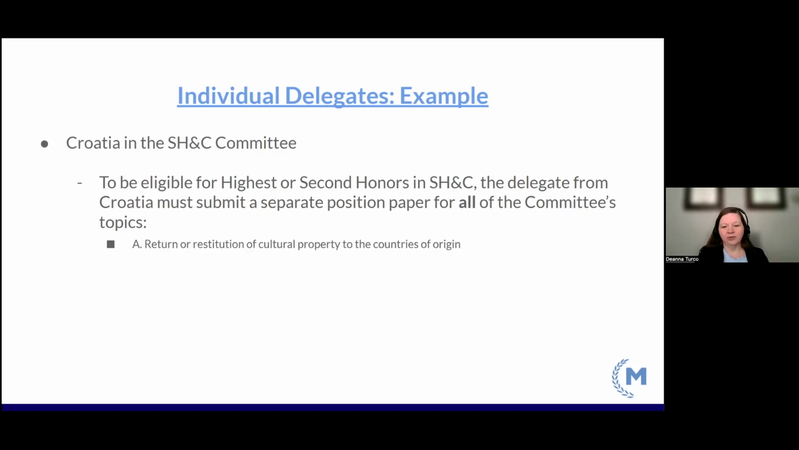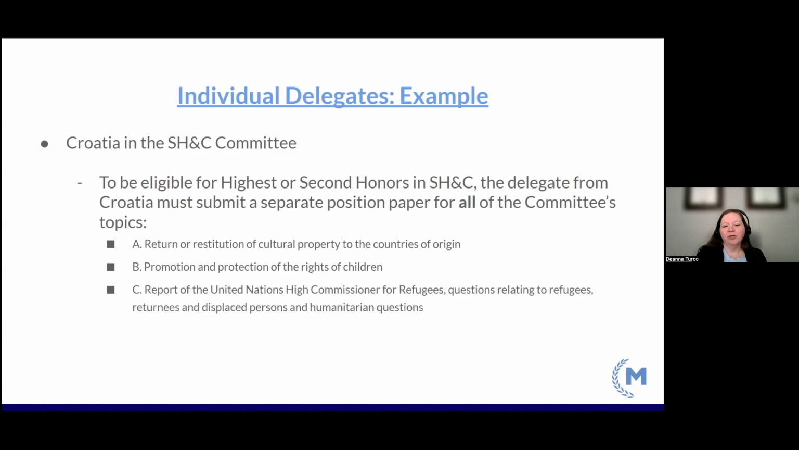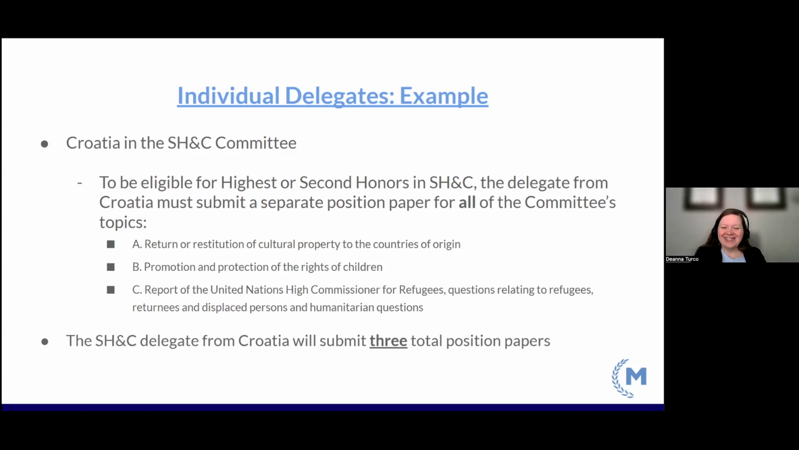A, return or restitution of cultural property to the countries of origin. B, promotion and protection of the rights of children. C, report of the United Nations High Commissioner for Refugees, questions relating to refugees, returnees and displaced persons, and humanitarian questions. That's a really long title of a topic, but the SH&C delegate from Croatia will submit 3 total position papers, 1 per topic.